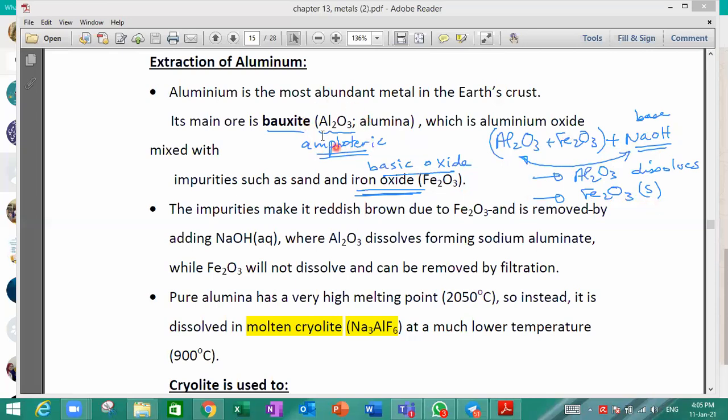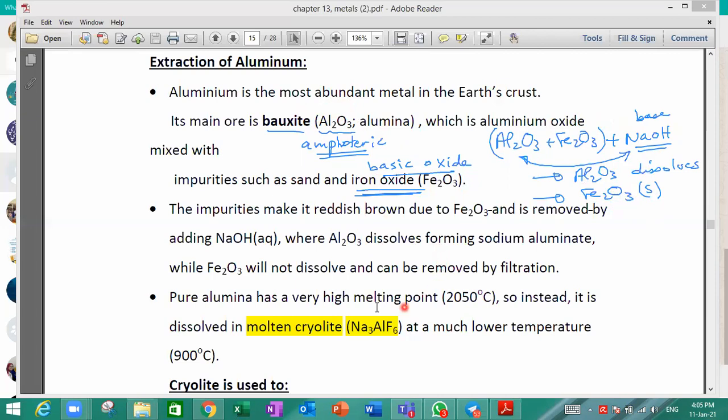Whereas aluminium oxide, which is an amphoteric oxide, will react with the base and dissolve, forming the sodium aluminate that we took before. So it dissolved, okay? And in that case, if we make filtration, we can get rid of the iron oxide, which is the impurity present in the bauxite ore.